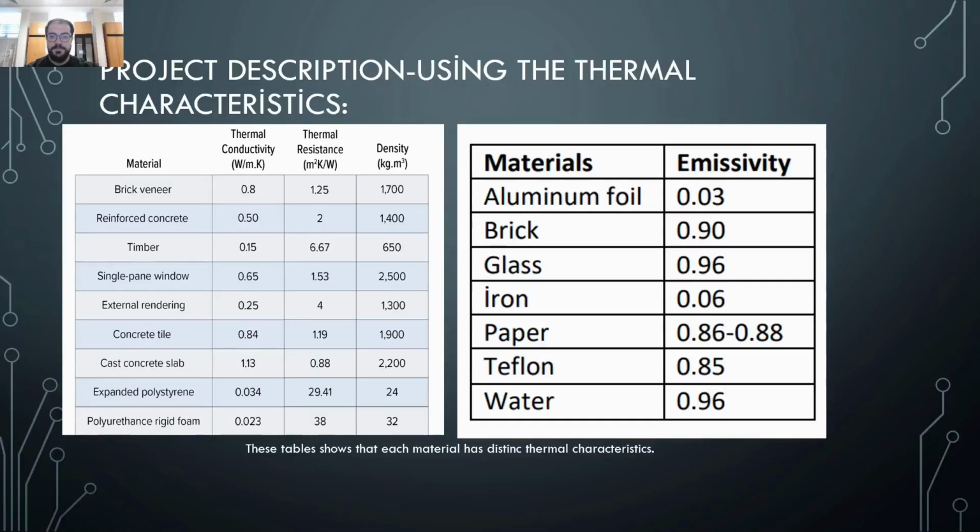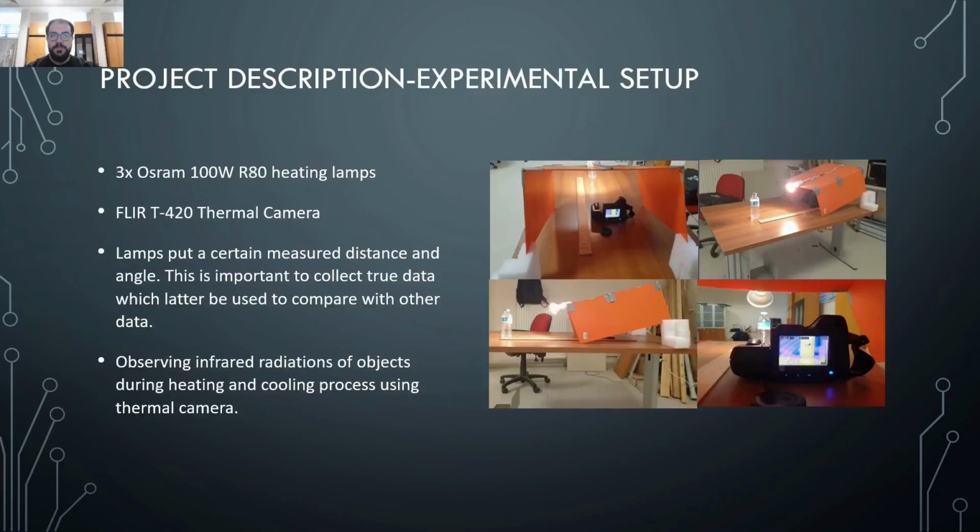Project description. This project aims to classify and define objects with the help of thermal imaging and machine learning classifiers. As shown on the table, every object has distinct emissivity values. These thermal characteristics of the objects can be easily observed and classified with the help of thermal imaging techniques and machine learning algorithms. Our experimental setup consists of three Osram 100-watt lamps, a FLIR T420 thermal camera, and various municipal wastes to observe during the experiment. By using the thermal camera, infrared radiation of the objects is observed during heating and cooling processes.